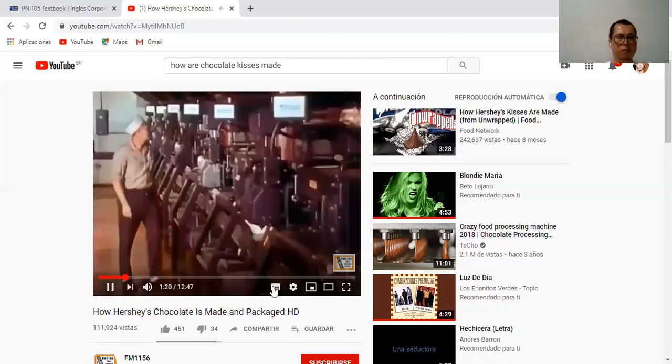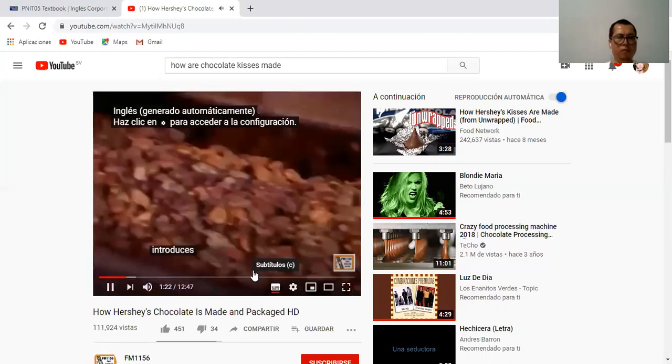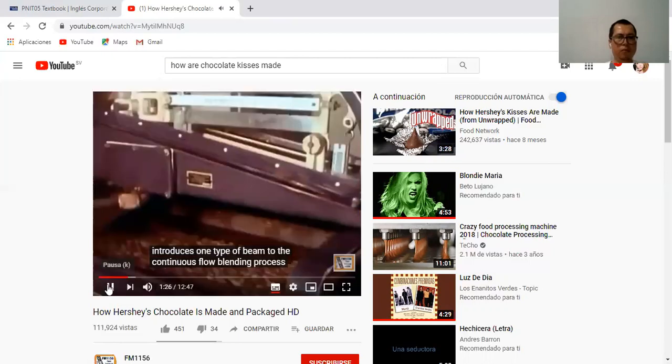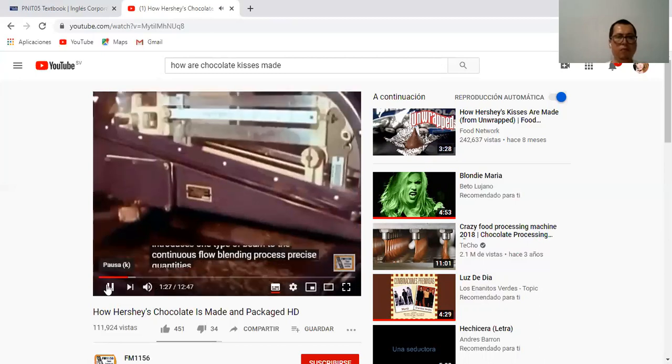Machines. Each station introduces one type of bean to the continuous flow blending process. Precise quantities are measured in pounds per minute.